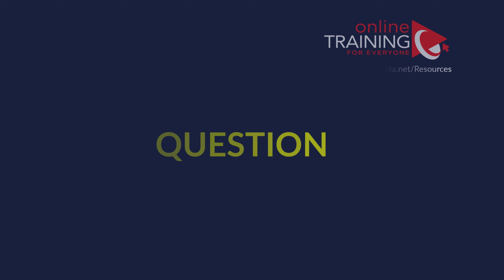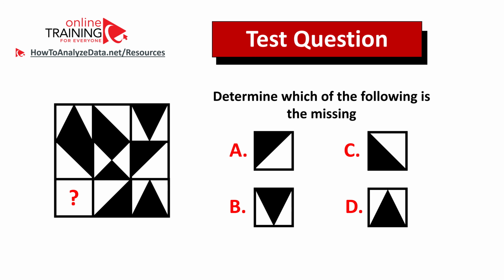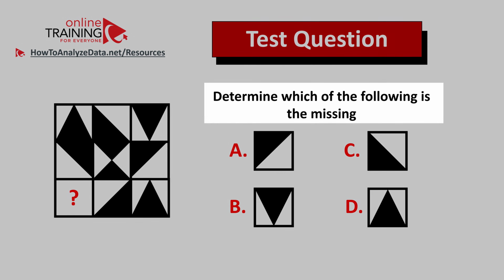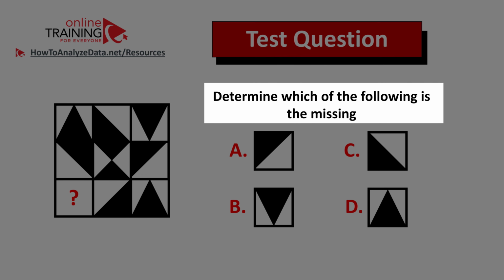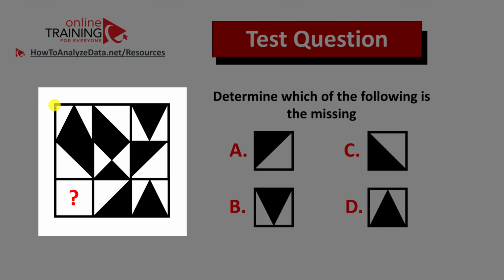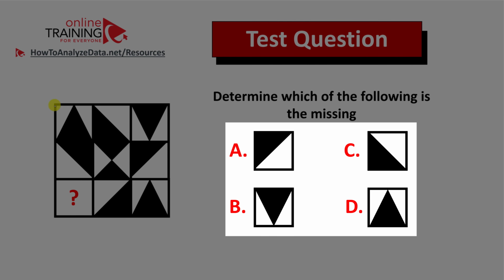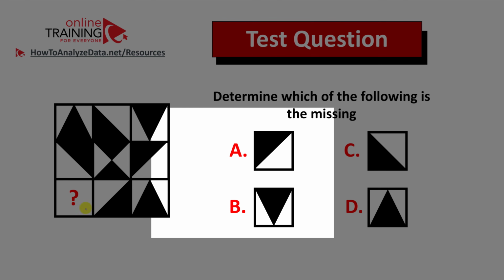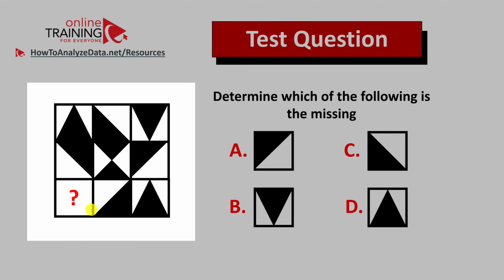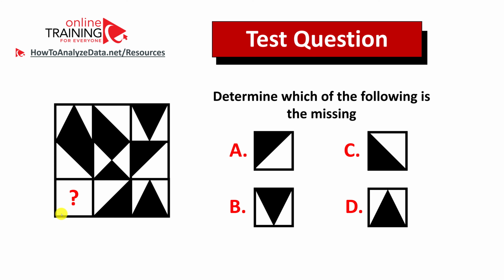Let me share with you an interesting question which tests your reasoning skills. Determine which of the following is missing. You're presented with a large square which could be logically broken into 3 by 3 small squares and 4 different choices: choice A, B, C, and D. You have a missing square in the bottom left corner. Do you think you can figure out the answer?